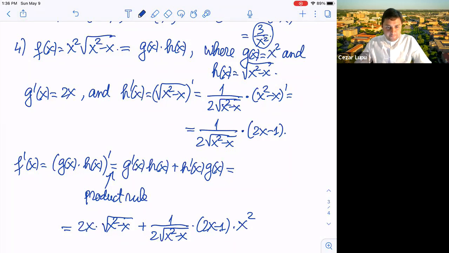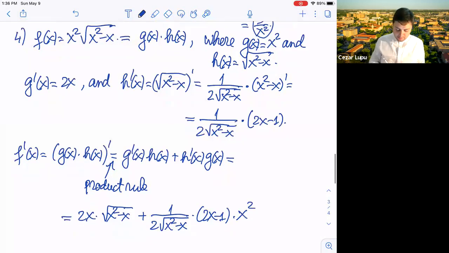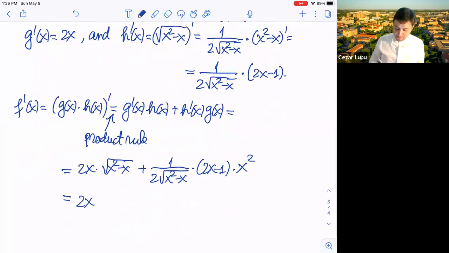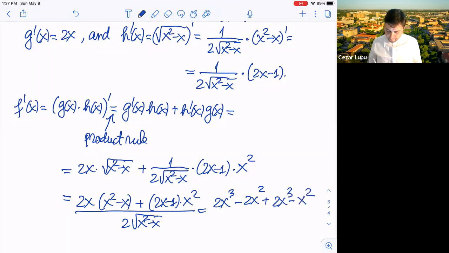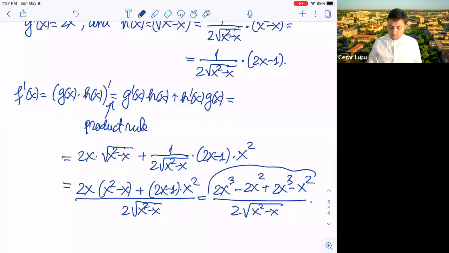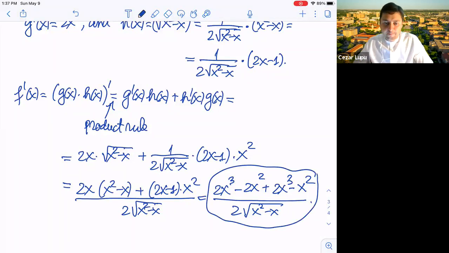Well, you can do the algebra here if you want. We can do it, although I'm not a big fan of this. So this would be 2x times x squared minus x plus 2x minus 1 times x squared, everything over 2 square root of x squared minus x. Anyway, and if we compute even more, this would be 2x cubed minus 2x squared plus 2x cubed minus x squared over 2 square root of x squared minus x. Anyway, whatever, you do the algebra here. I don't want to spend my time on it, but this is what the derivative looks like. Anyway, not funny, but that was a problem.